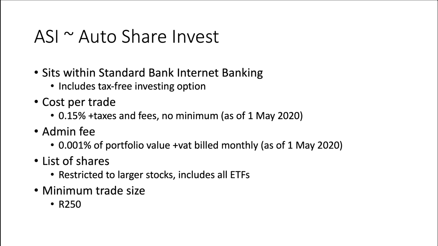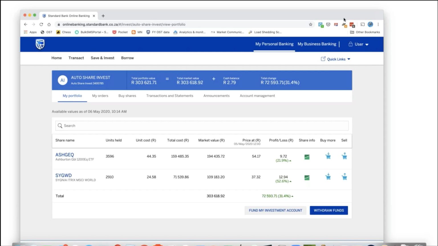If I go to, so I've logged into mine, and there is my AutoShare Invest. I've logged into internet banking. You can see I've got two ETFs in there. I used to buy the Sygnia World, and then when the Ashburton 1200 came along, I pivoted into that one. I do monthly debits.